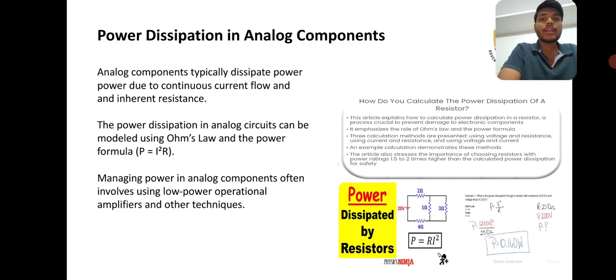Analog components typically dissipate power due to continuous current flow and inherent resistance. The power dissipation in analog circuits can be modeled using Ohm's law and the power formula. The power formula is P equals I square R. Managing power in analog components often involves using low power operational amplifiers and other techniques.